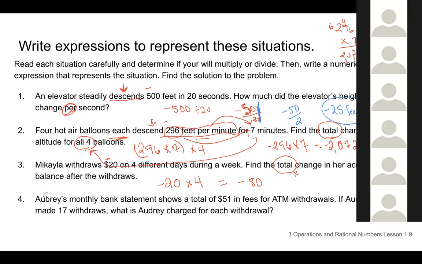All right, so number 4 says Aubrey's monthly bank statement shows a total of $51 in fees for ATM withdrawals. If Aubrey made 17 withdrawals, what is Aubrey's charge for each withdrawal?